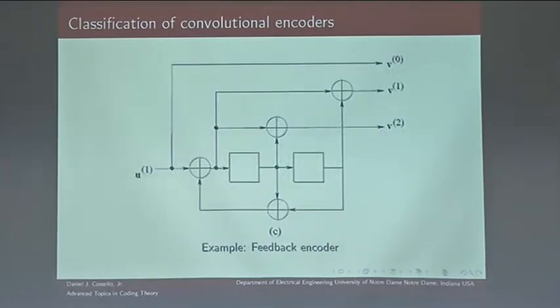Here's another feedback encoder. This is rate 1/3 because there's a single input. I'm trying to remember if this is the one we had from the last lecture, or it might be slightly different. I don't remember. 1 input sequence, 3 output sequences. No, it's different because the previous one was a rate 1/2. This is rate 1/3. It's systematic because the first output sequence here is just the input sequence.